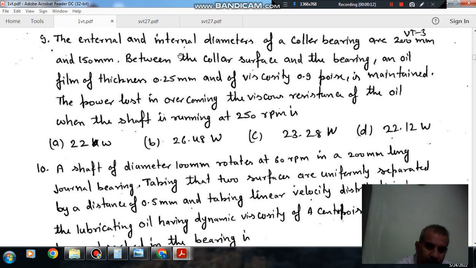Question number 9: the external and internal diameter of a collar bearing are 200 mm and 150 mm. Between the collar surface and the bearing, an oil film of thickness 0.25 mm and of viscosity 0.9 poise is maintained. The power lost in overcoming the viscous resistance of the oil when the shaft is running at 250 rpm is: option A 22 watt, option B 26.48 watt, option C 23.28 watt, option D 22.12 watt.